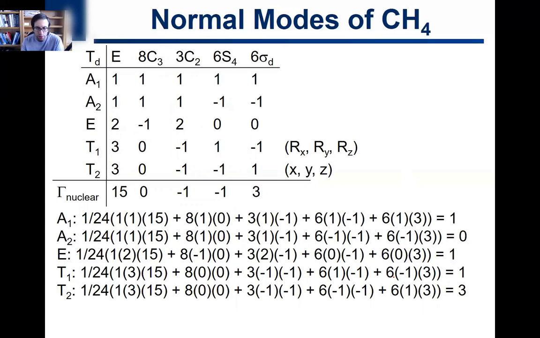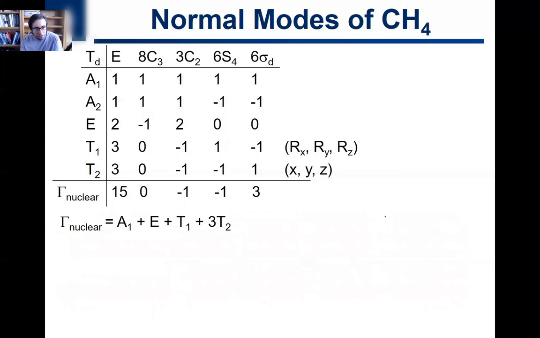But before we do that, we have to reduce this reducible representation, use the formula we learned in chapter 2. And if you go through all that mechanics, which is just a bunch of math, arithmetic, it's not too bad, you're going to get that gamma nuclear is equal to A1 plus E plus T1 plus 3T2. You can see there was no A2s as it turned out.